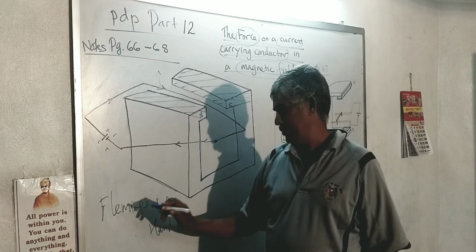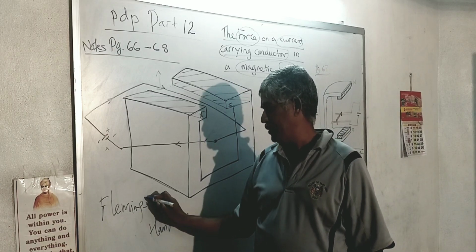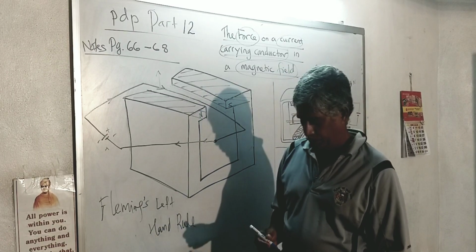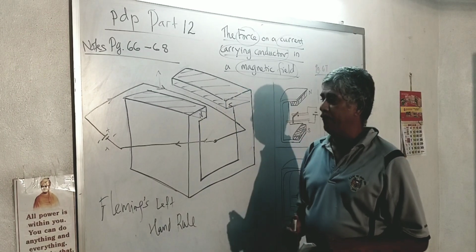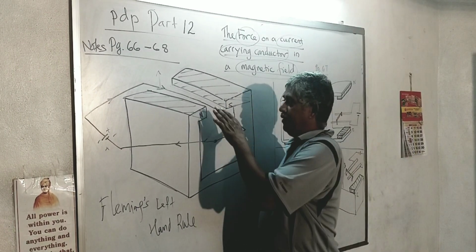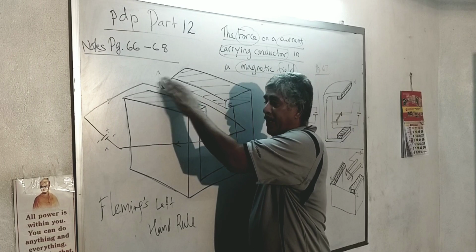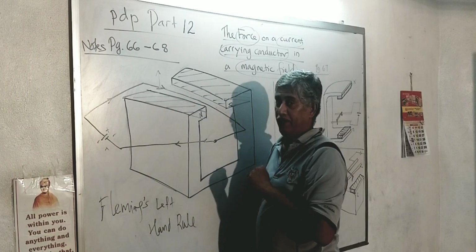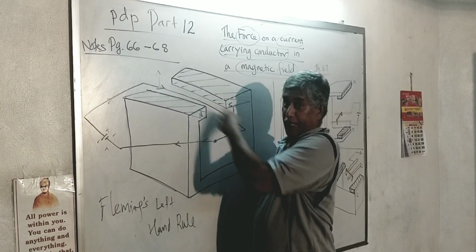Don't write 2M. You get no marks. Okay, Fleming's left hand rule. So how does this Fleming's left hand rule apply to determine the direction of the force in a magnetic field from a current carrying conductor?